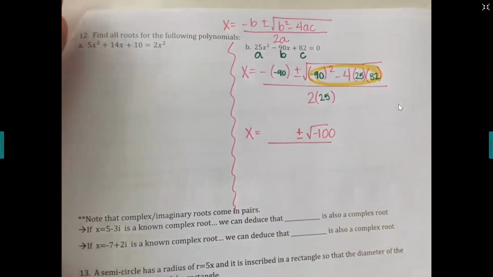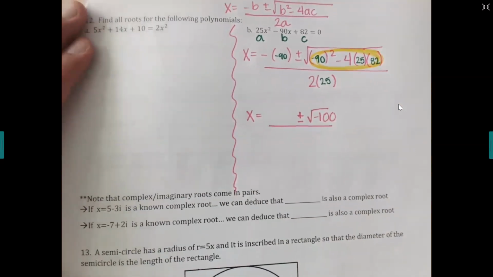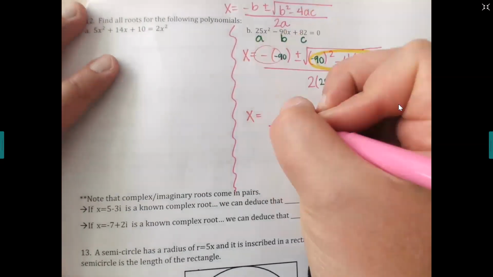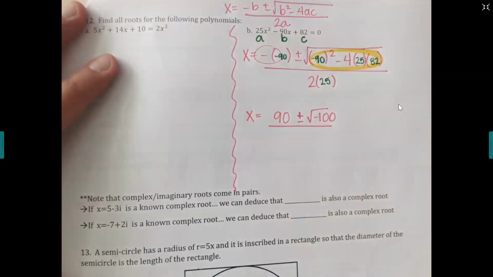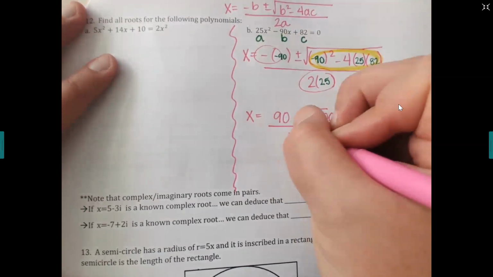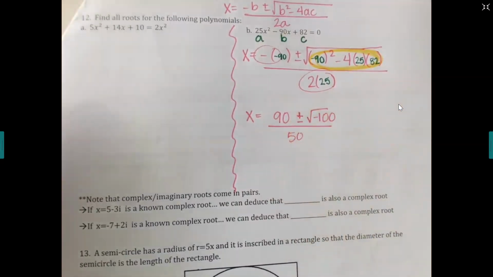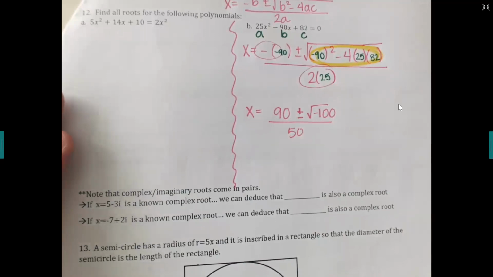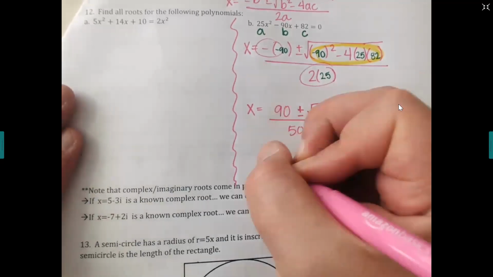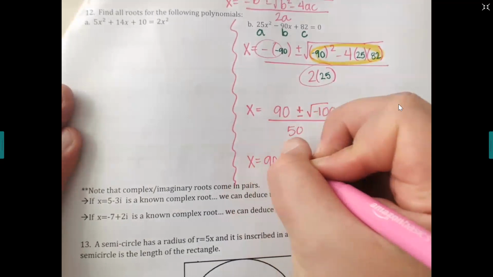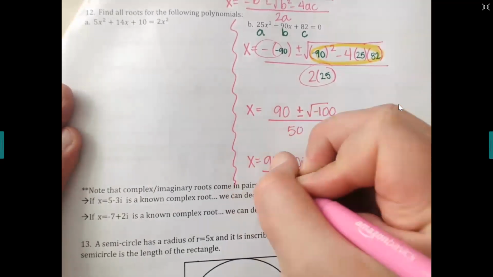Okay, then in the front, I had a negative 90. What's that? Okay, that's really a positive 90. And then on the bottom, I have a 2 times 25. What's that? 50. Okay, the square root of 100 I can do. Ashley, is that for me? You can do it. Just put it right there. Thank you. And then what's the square root of negative 100 though? Gonna have a letter in it. Thank you. 10i. So it'd be 90 plus or minus 10i over 50.